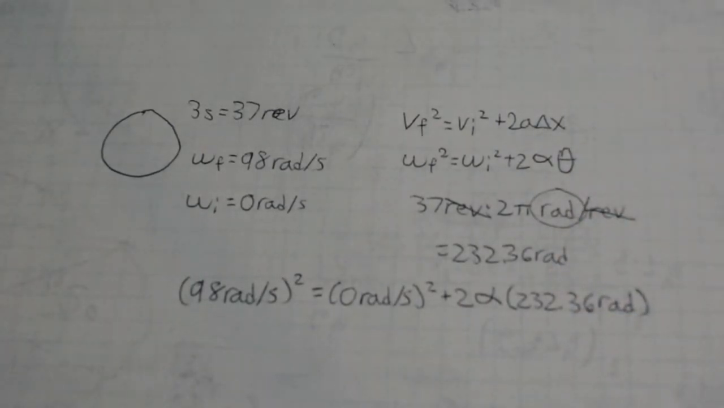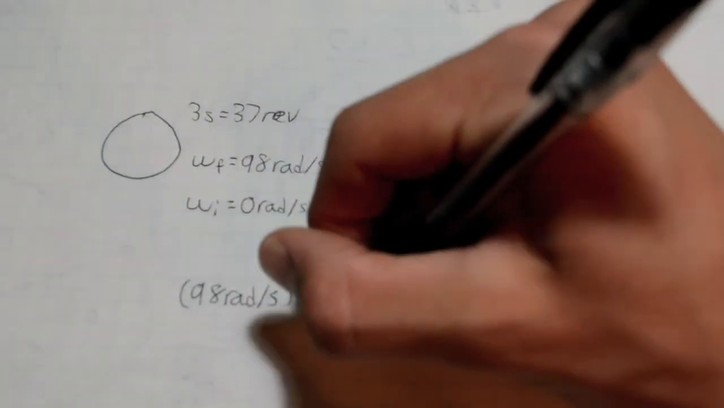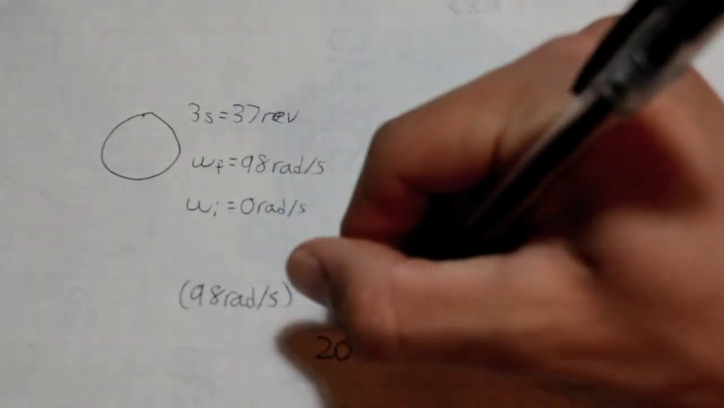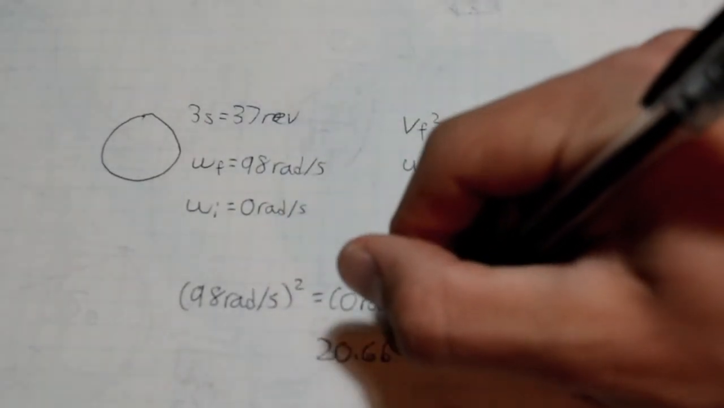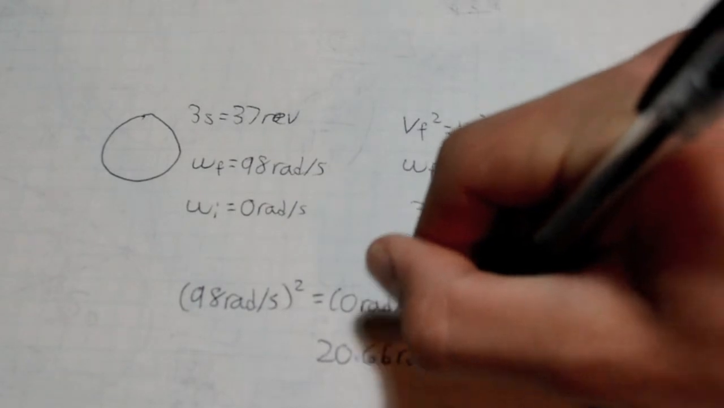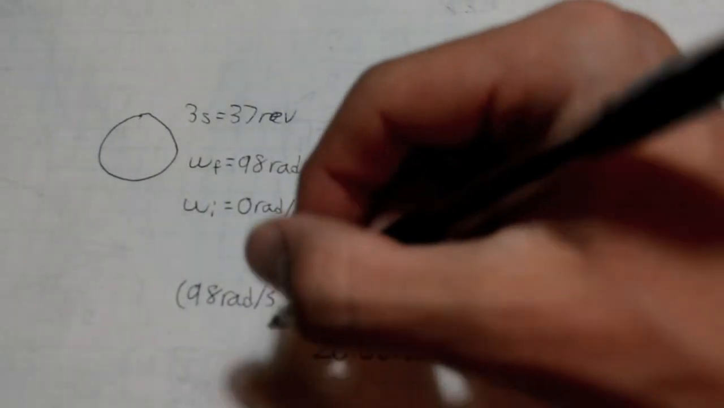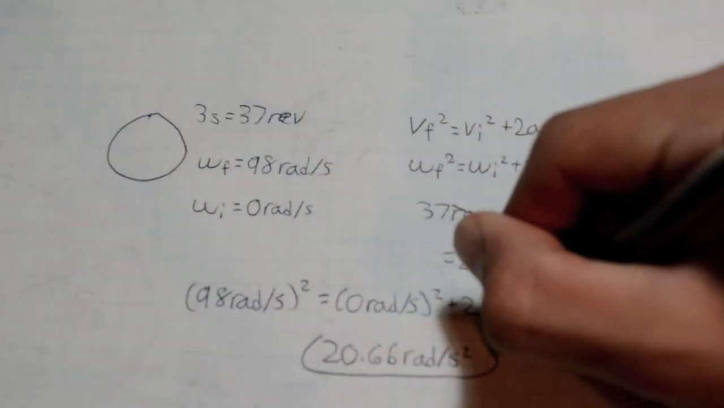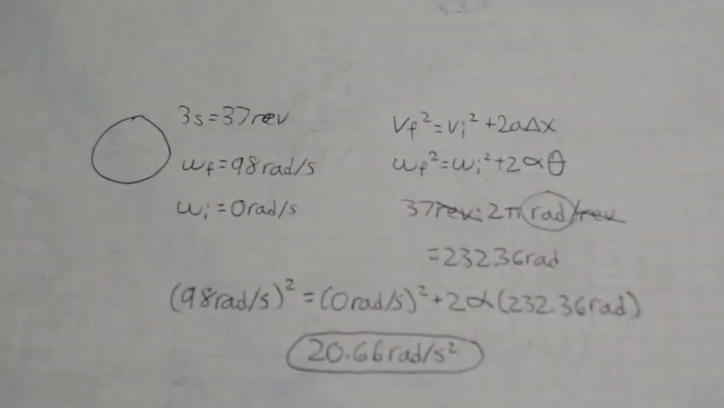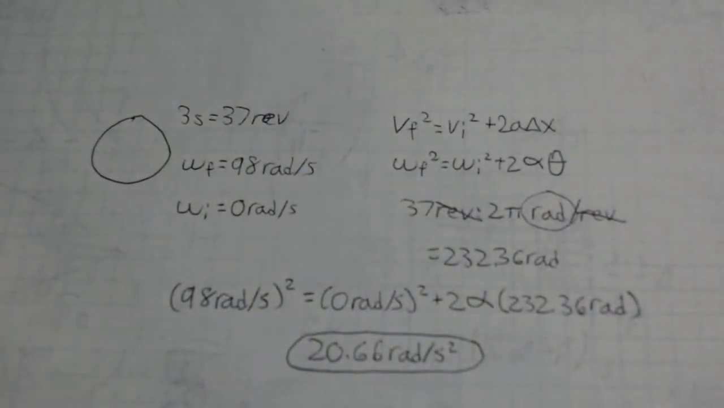Plug all that into your calculator. You can even rewrite the equation if you want to. In the end, your answer will be 20.66 radians per second squared because it is an acceleration. That is your answer. So I hope that helped you out, and good luck.